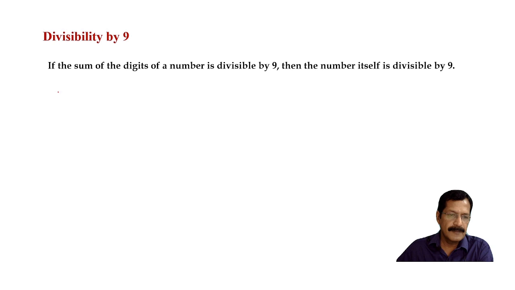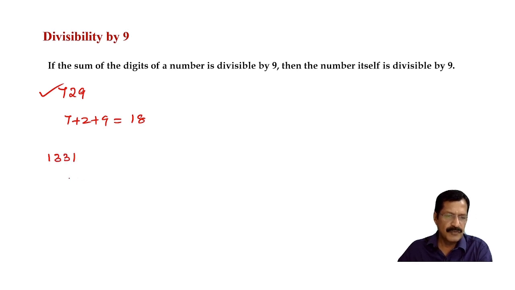So, I am writing the example as 729. What about the sum of the digits? 7 plus 2 plus 9, that is equal to 7 plus 2 is 9, 9 plus 9 is 18. So, 18 is a multiple of 9, otherwise divisible by 9. So, 729 is divisible by 9. Let us have another example, that is 1331. What about the sum of the digits? 1 plus 3 plus 3 plus 1. 1 plus 3 is 4, 4 plus 3 is 7, 7 plus 1 is 8. 8 is not divisible by 9. So, the given number 1331 is not divisible by 9.